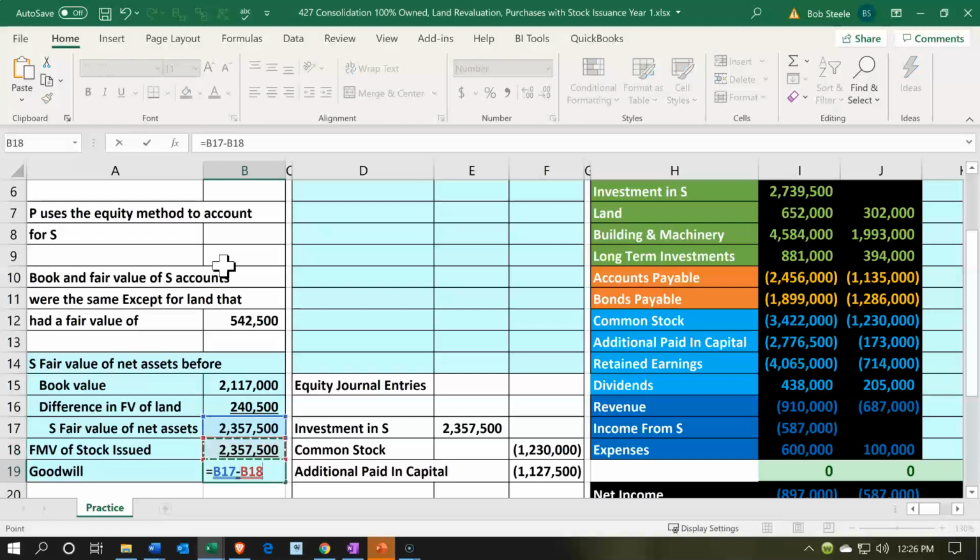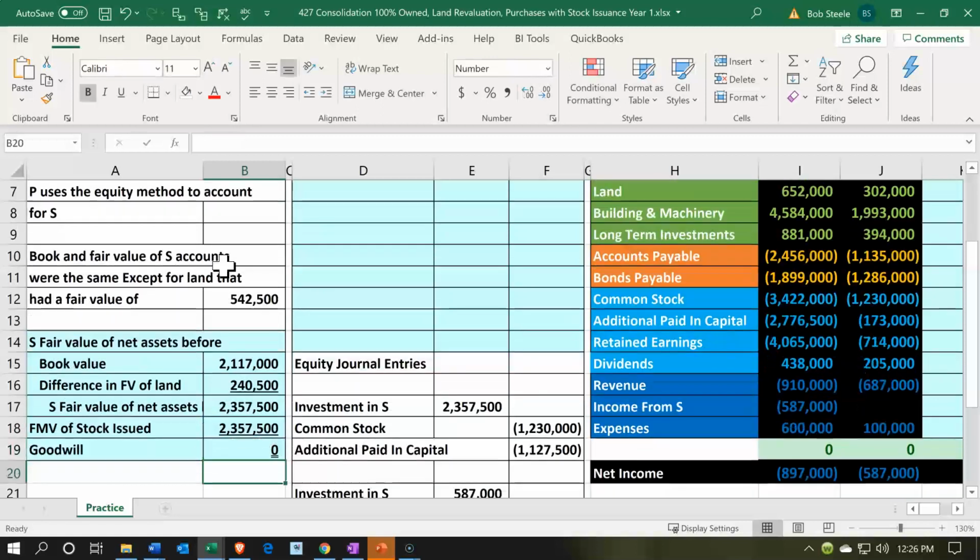We didn't purchase just for the book value. We purchased for something more, P did. However, that something more wasn't due to goodwill, we're saying. It's due to the fact that one of their assets, land, was undervalued, and we're going to account for that over here when we do the consolidation.